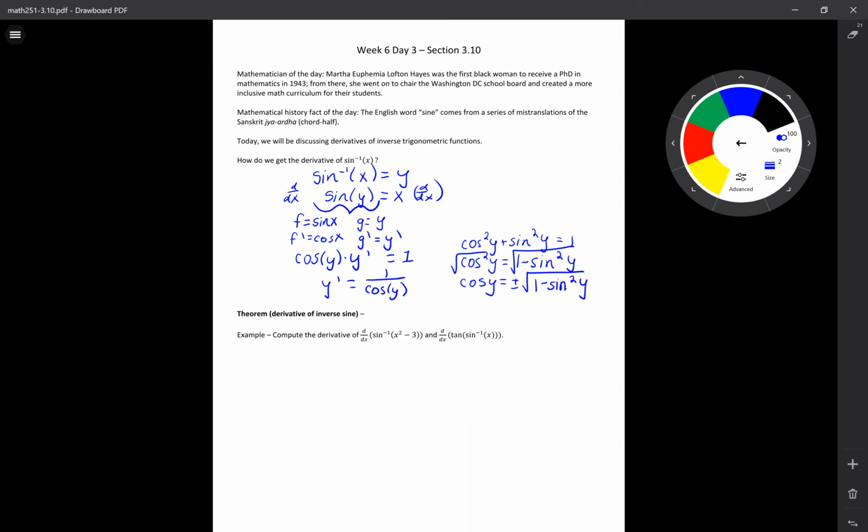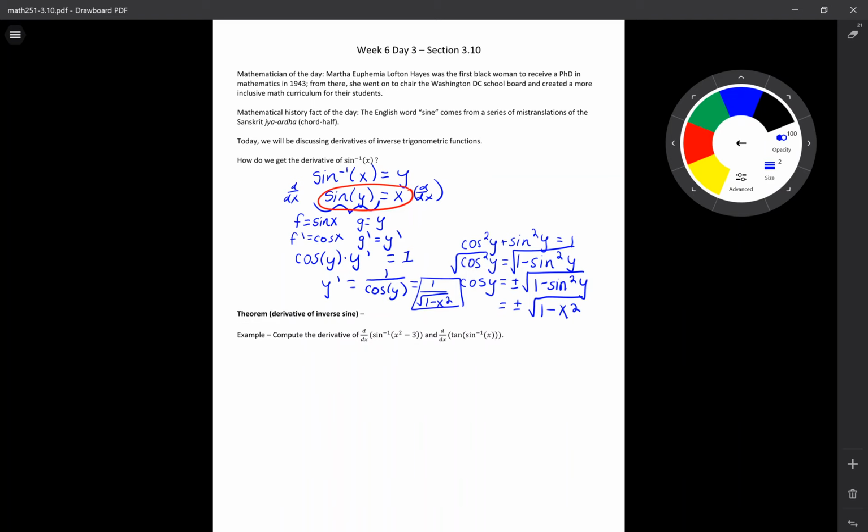But hold on, I know what sine of y is. According to here, sine of y is equal to x. So this is plus or minus the square root of 1 minus x squared, since I know that sine of y is equal to x. So plugging this back in to this equation here gives me 1 over square root of 1 minus x squared. We only include the positive version, so I only include the positive strand.